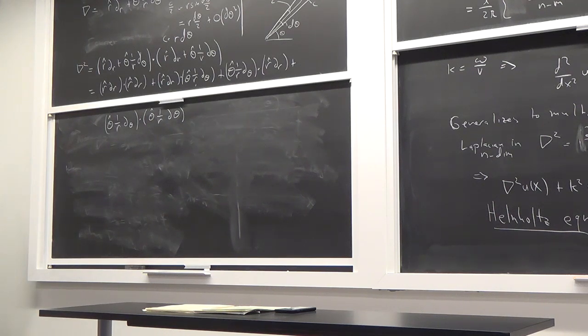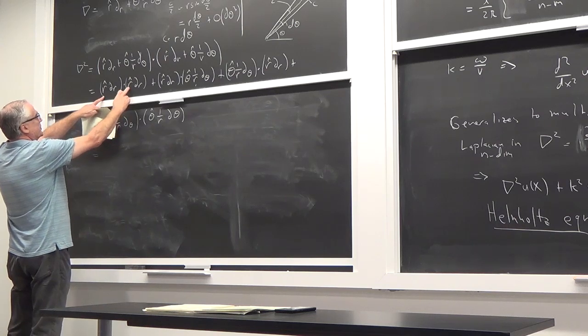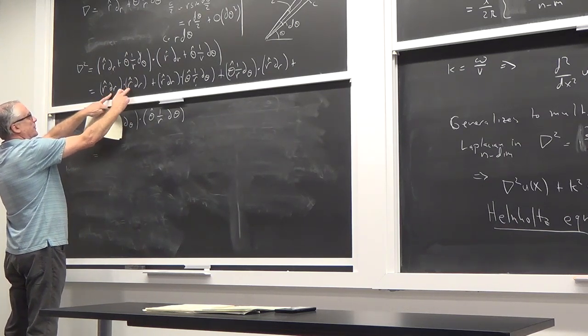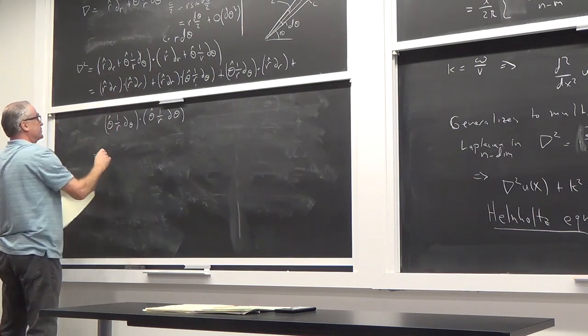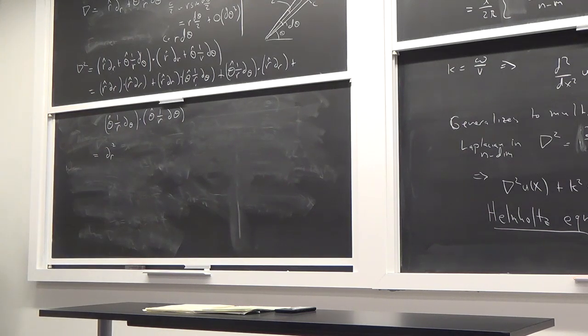So why did I do this at such length? Well, the problem is that r hat and theta hat are not independent of position. And so when I have derivatives, the derivatives are going to operate on my basis vectors too, because they're functions of position. Fortunately, they're only functions of theta, they're not functions of r. So the r derivatives are easy. So here, this r hat commutes with this derivative because there's no r dependence in r hat. And so this just becomes r hat dot r hat is 1, and this just becomes d squared by dr squared for the first term.